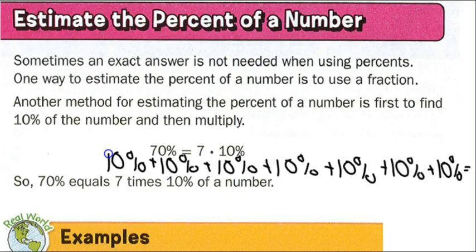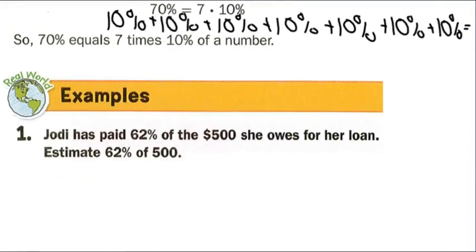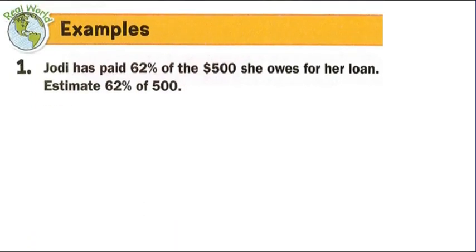All right, so we're going to look at both methods. We're going to look at converting to a fraction and multiplying, and then we'll look at finding what 10% of something is, and then just seeing how many of those 10% we have. So in our first example, it says Jody has paid 62% of the $500 she owes for her loan. So estimate 62% of 500.